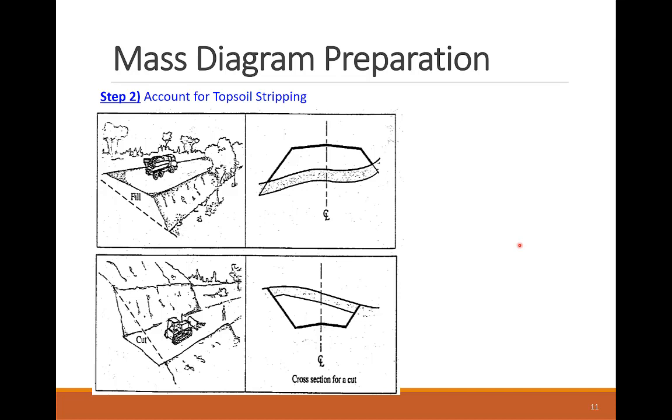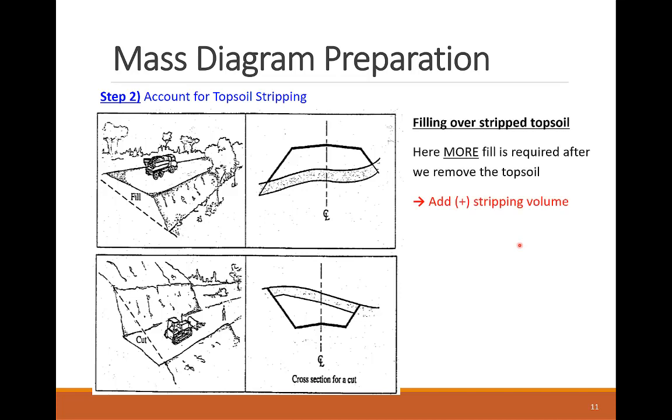For a fill section, the contractor cannot fill on top of the topsoil because the topsoil lacks the structural strength to provide a strong embankment and subbase for the road or taxiway. So the contractor will have to strip the topsoil first, fill this void that was just stripped, and then fill the actual embankment that is shown in the section view. As such, we are filling more than we initially thought.